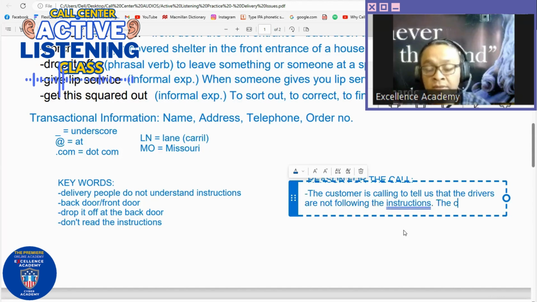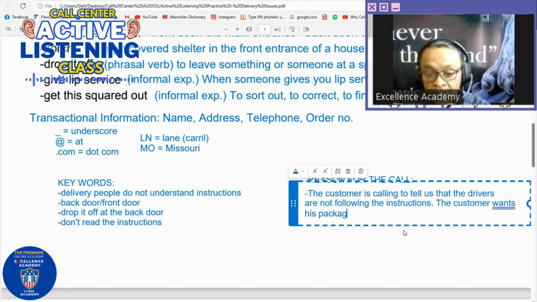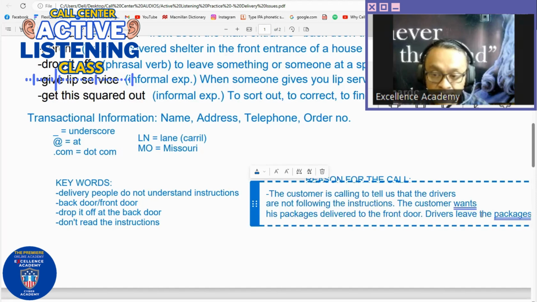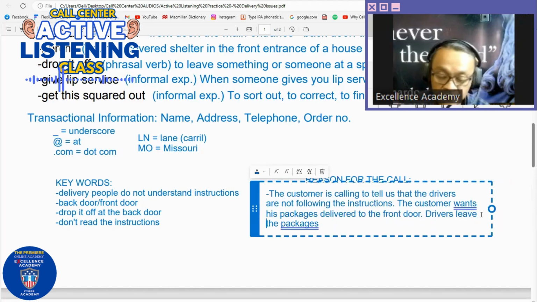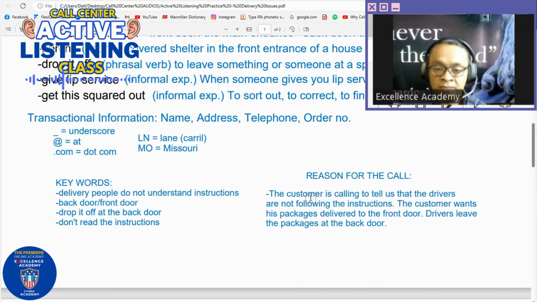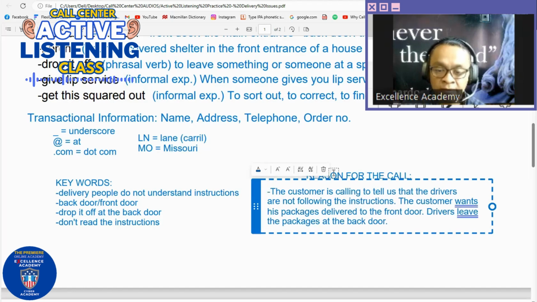The customer wants his packages delivered to the front door, right? Drivers leave the packages at the back door. Okay, so in simple words, I can put it like this. Maybe you can explain it in your own words as well, but we just explain it in our own words. That's the reason for the call.